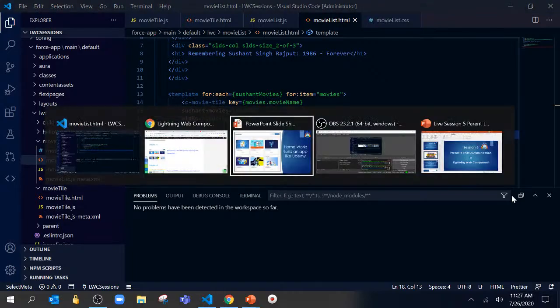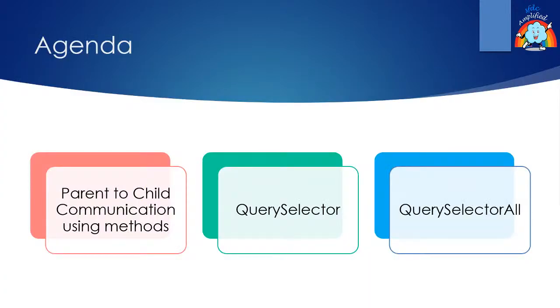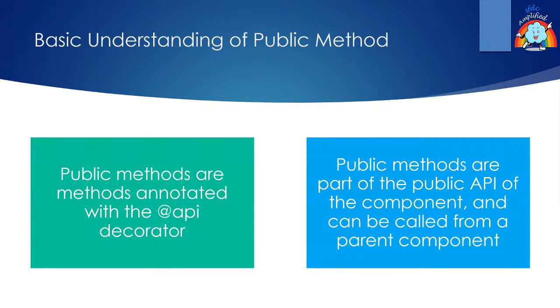Now moving ahead. We just got to know about parent to child communication using properties in Lightning Web Component. Now we will be understanding parent to child communication using methods in Lightning Web Component. Here the agenda is parent to child communication using methods, query selector and query selector all. Public methods are methods annotated with the @API decorator, and public methods are part of the public API of the component, and they can be called from a parent component.